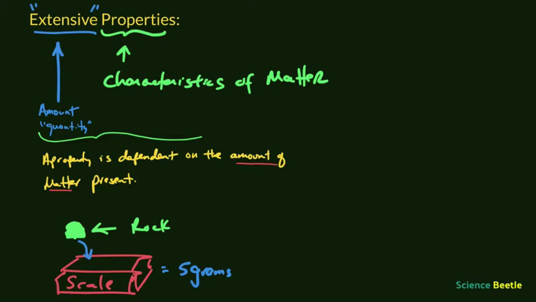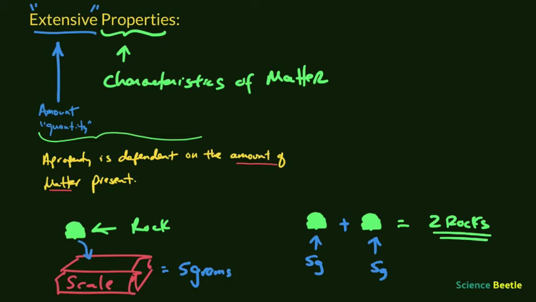But what if I don't have just one, I actually have two of them now? If one is equal to 5 grams, what if I had two? So now I'm going to double this amount. I've got 5 grams for the first one and 5 grams for the second one. If I add them, I'm going to have 2 rocks, but the total mass is going to be 10 grams.